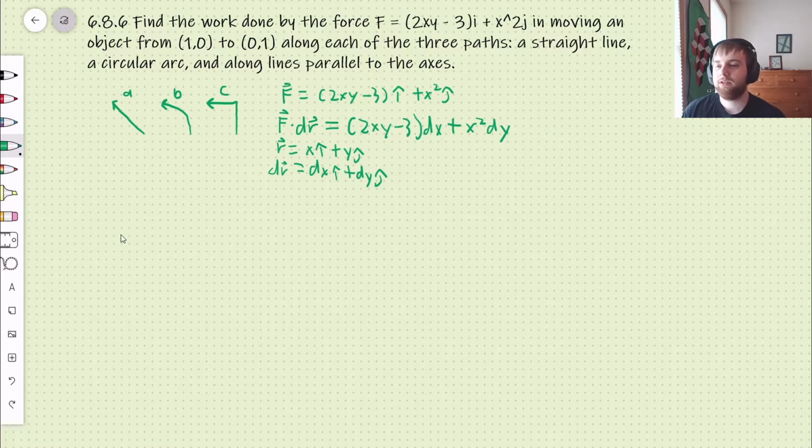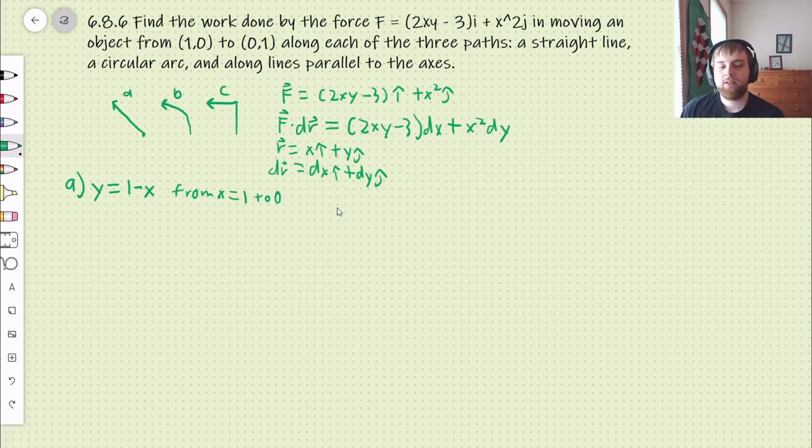Okay, so starting out with part A. This has two different variables, but thankfully our line gives us an equation that relates our x and y, so we can actually solve this problem. So y equals 1 minus x, and we're starting off here at x equals 1 and then going to x equals 0.